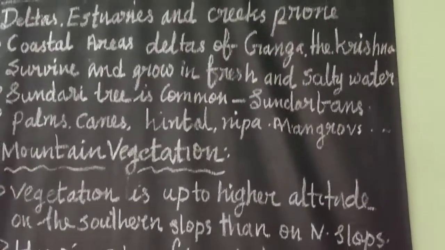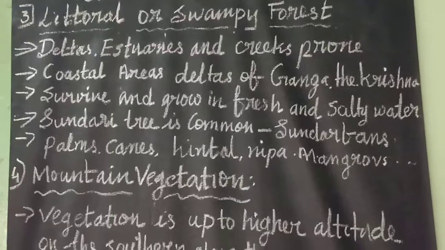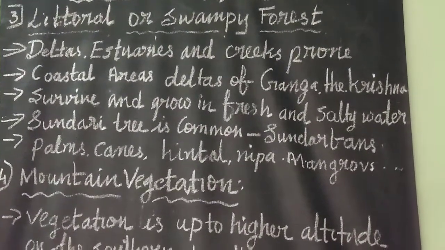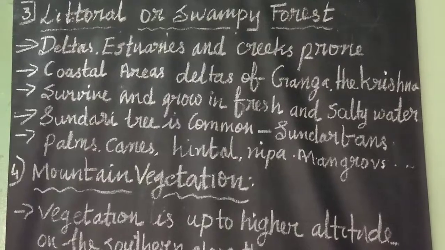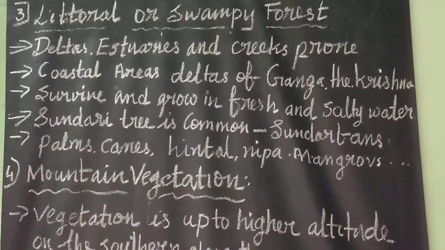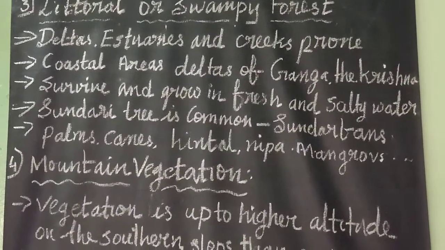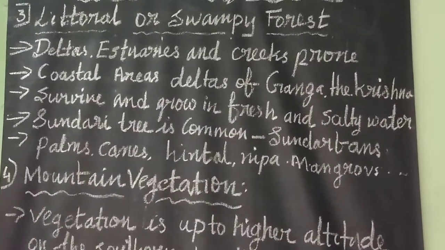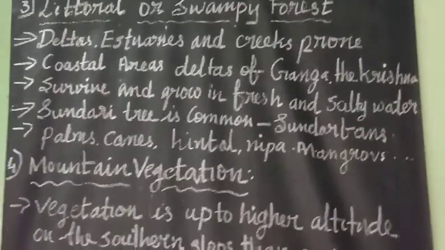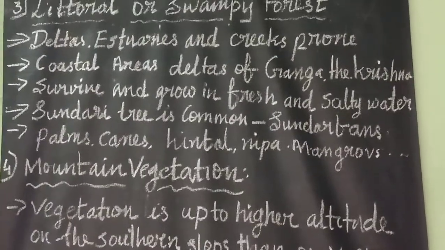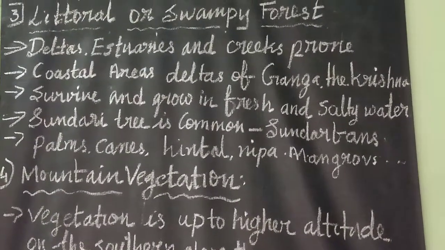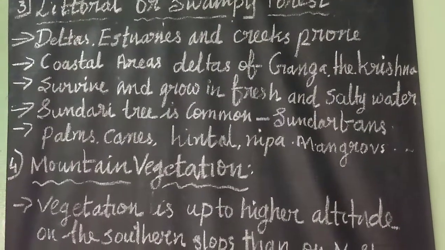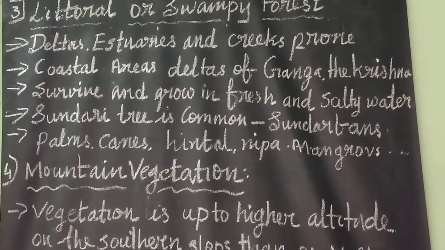Mainly it occurs in and around the deltas and estuaries. Estuaries means what? The mouth of a large river where it is affected by the tides. That area only we call estuaries. Estuaries and creeks prone to tidal influence, all this area we can see littoral forest or swampy forest.